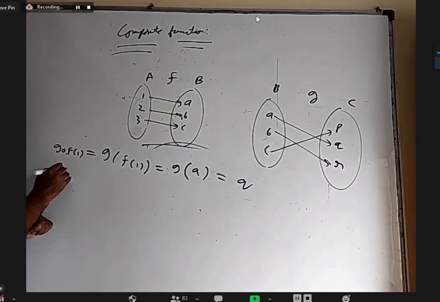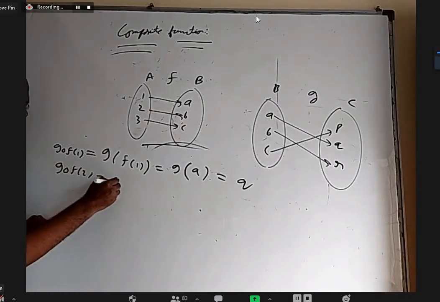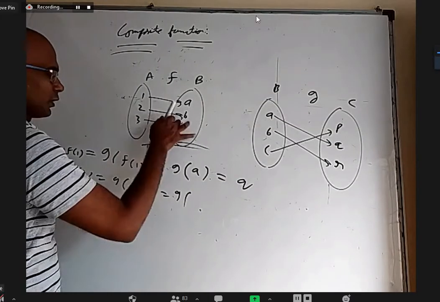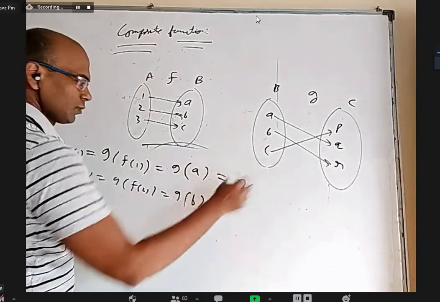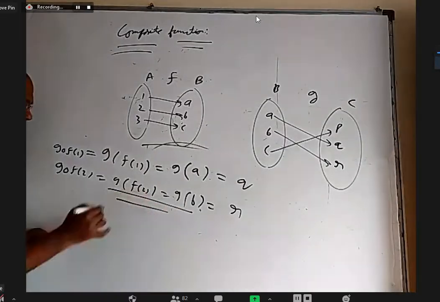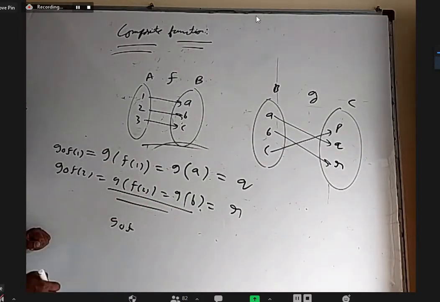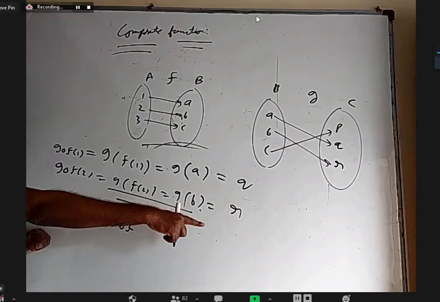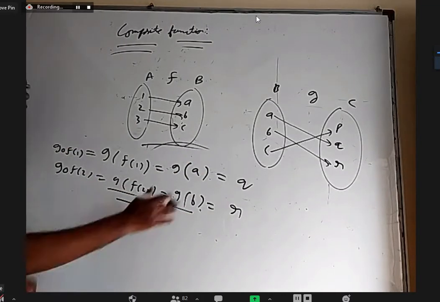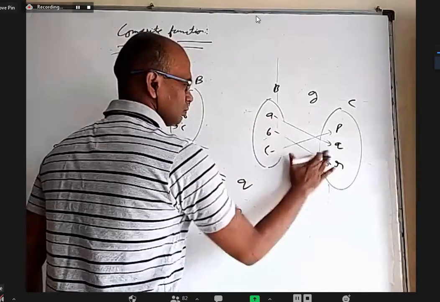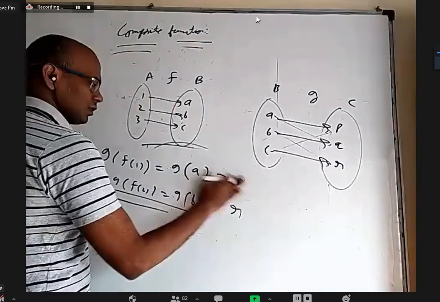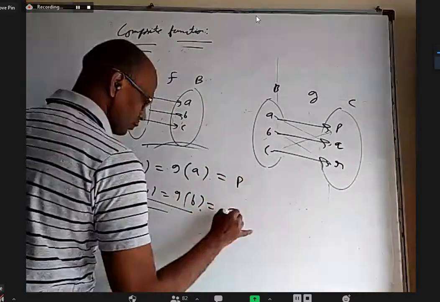Let's say I want G circle f of 2. It is G of f of 2. And what is f of 2? B. And G of B is R. So if I don't see this in between part and take only G circle F, the input is 2 and the output is R. Input is 1 and output is Q. And just for clarity, I'll connect, let's say P here, Q here, R here. Then this is P and this is Q.